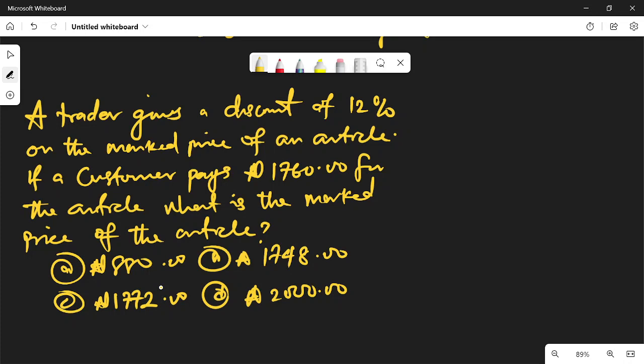So if you look at this now, 12% of a particular amount, let's look at this together so that I'm not going to confuse you or myself. So the cost price, you have the cost price to be X in naira. You don't know it. And you are told that the marked price, let's call it MP. Are you following now?